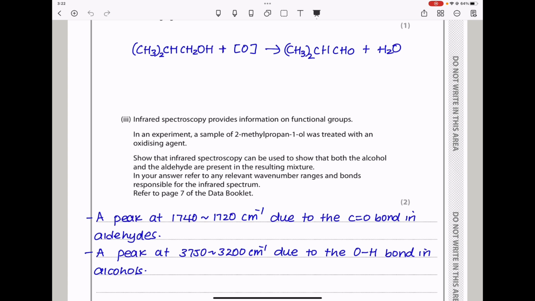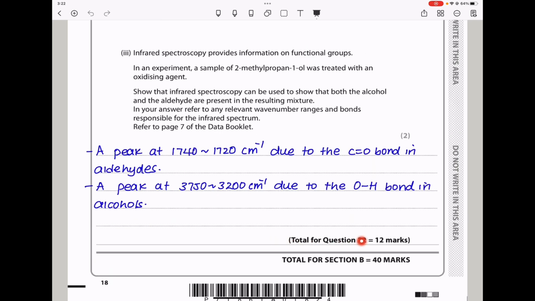Now we know in an aldehyde there is going to be a carbon-oxygen double bond. In an alcohol there is an oxygen-hydrogen bond. So here I said a peak at 1740 to 1720 per centimeter due to the carbon-oxygen bond in aldehydes, and a peak at 3750 to 3200 per centimeter due to the oxygen-hydrogen bond in alcohols. So this brings us to the end of question 22. Let's continue to question 23.